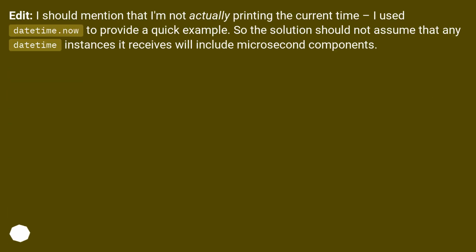Edit. I should mention that I'm not actually printing the current time. I use datetime.now to provide a quick example. So the solution should not assume that any datetime instances it receives will include microsecond components.